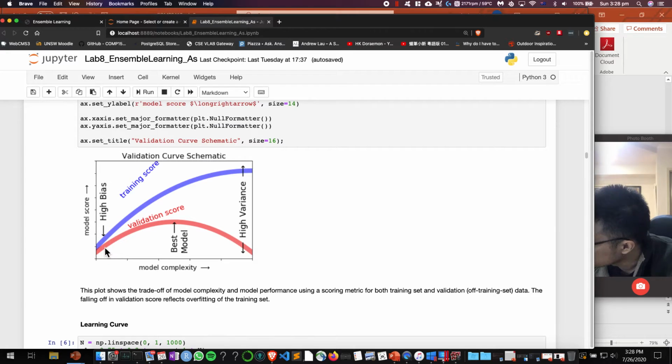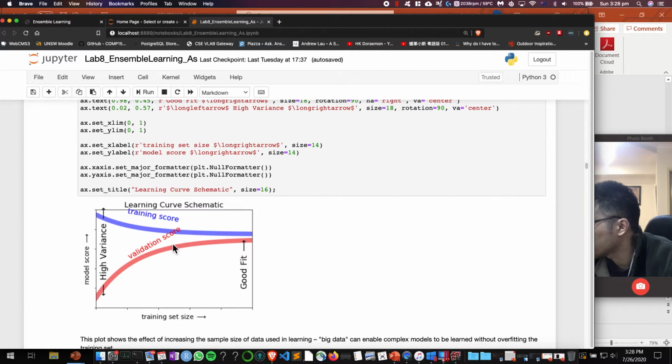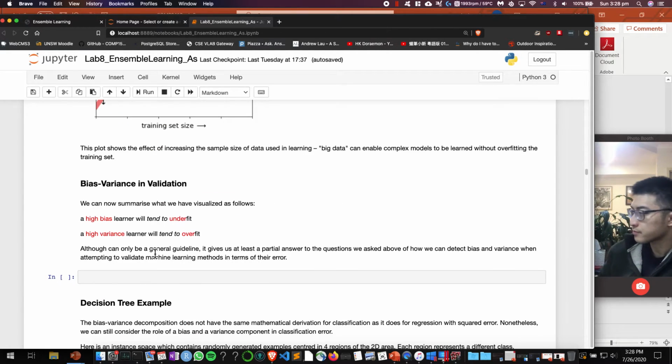So here the reduction in bias is worth the increase in variance, and then after here the reduction in bias does not justify the increase in variance. This is a learning curve, as seen here. You want everything to be maximized, but you probably pay more attention to the validation curve than the training curve. All right.